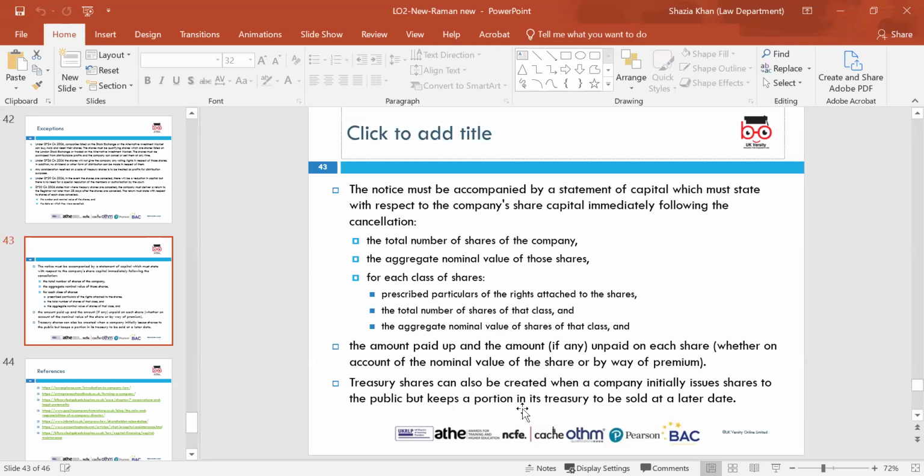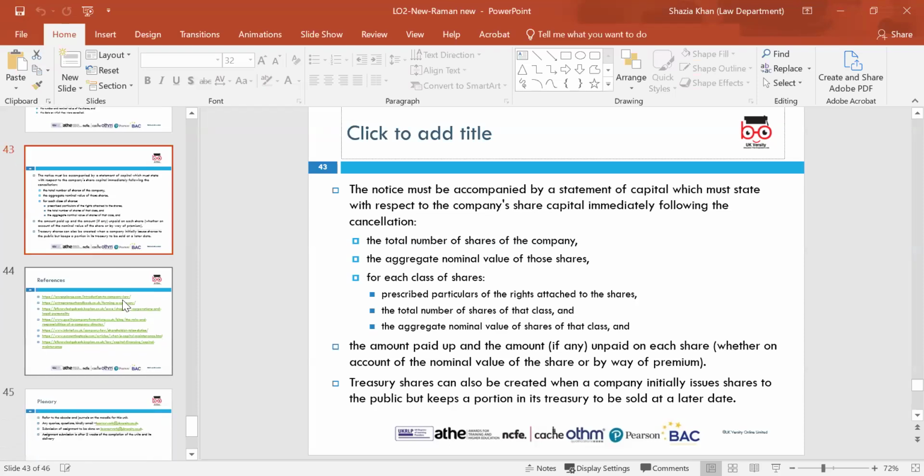And the use of treasury shares has increased, if you're looking at it in today's society, since 2013, when the law changed to allow private companies as well as public companies to hold shares in treasury. So there has been an increase in that, and they are used quite often. So that is the additional information on treasury shares that you can read up in your own time.